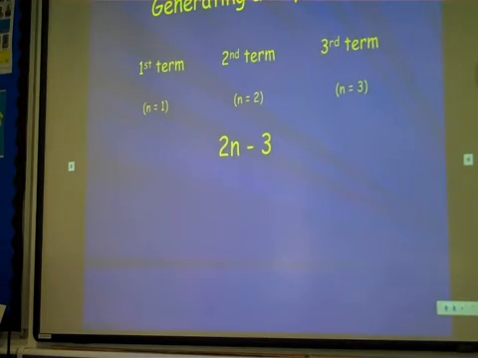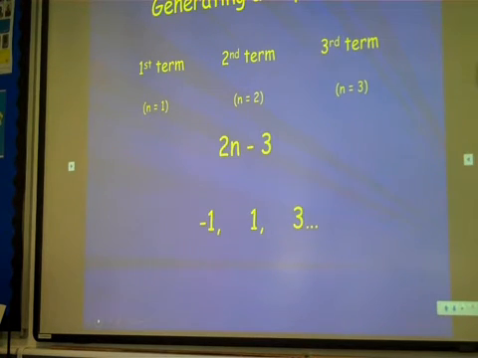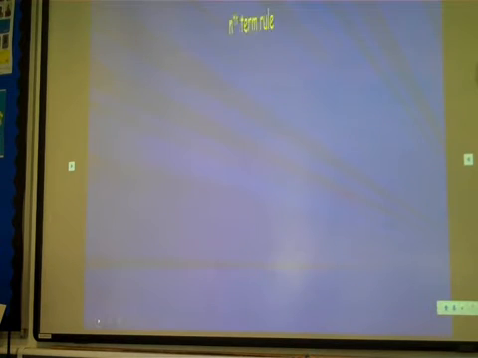Okay, so this one, 2n minus 3. What would it be? Minus 1. Next one would be 1. And the next one would be 3. Okay, so that's quite easy.